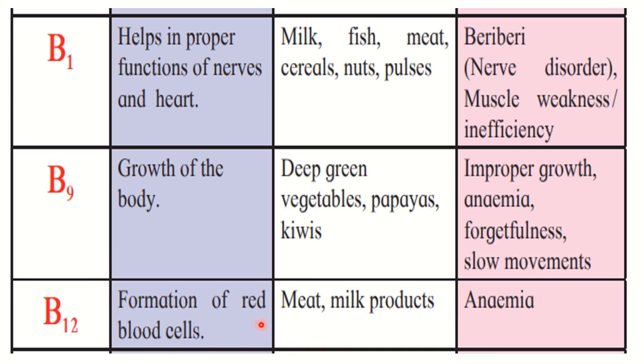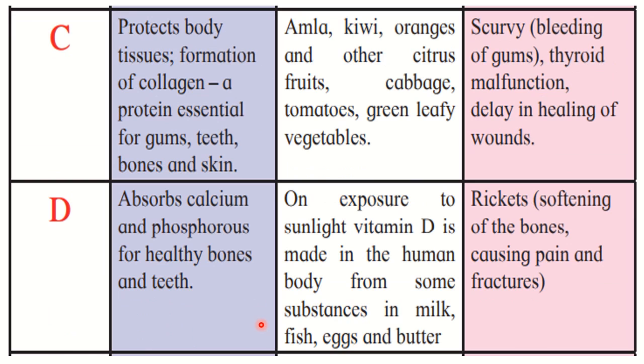Okay. Then let us go towards the next vitamin, that is vitamin C. Vitamin C, the functions are what? Vitamin C gives protection to the body tissues. Also, it helps in formation of collagen. Collagen is a type of protein which is essential for gums, teeth, bones and skin. So the health of all these depends on vitamin C. Therefore, vitamin C is very, very important to the body.